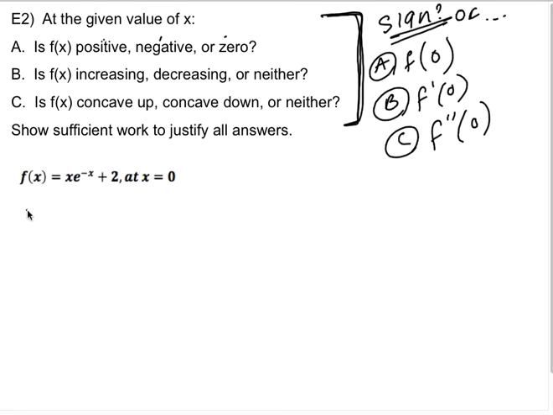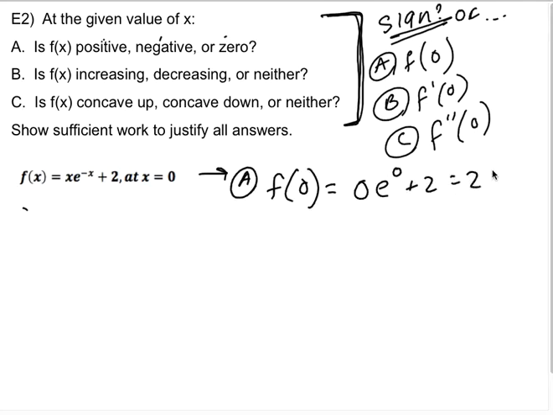So let's go ahead and differentiate. You might as well do A first. I can do A by just plugging 0 into f. So I get 0 times e to the 0 plus 2. That's a 2, which is greater than 0, so positive. So the answer to A is positive.